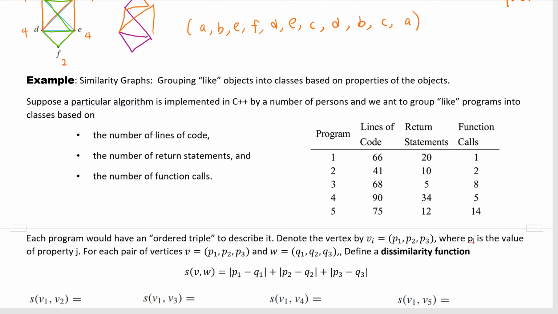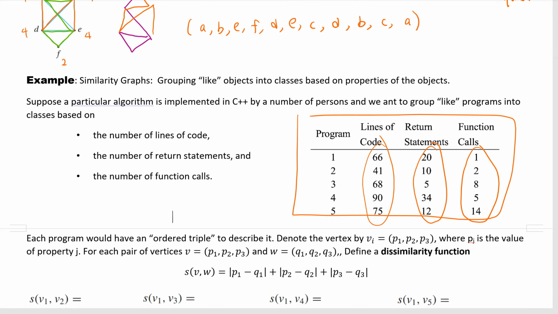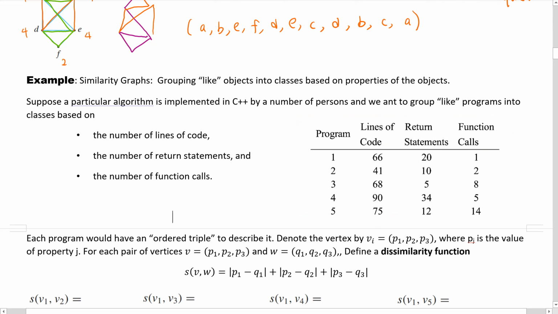So based on the data, we can get a table. So this is the table. We have 5 programs that we want to compare. We collect the data about the lines of code, the number of return statements, and the number of function calls. We want to measure how similar they are.